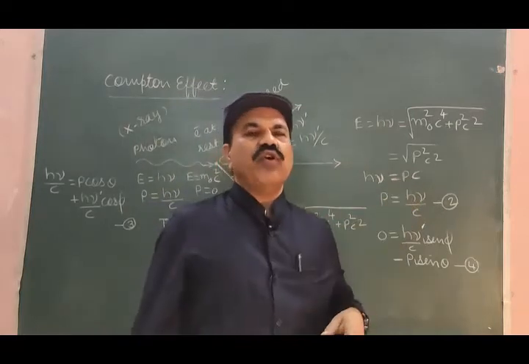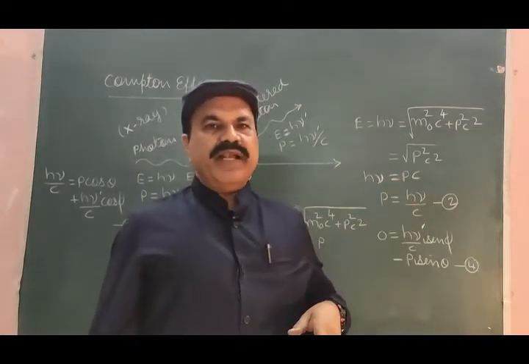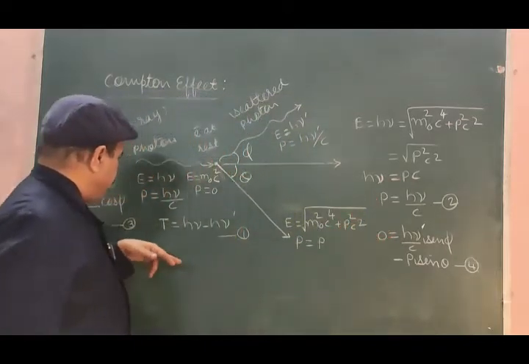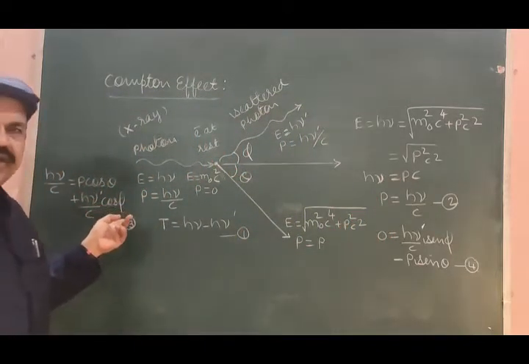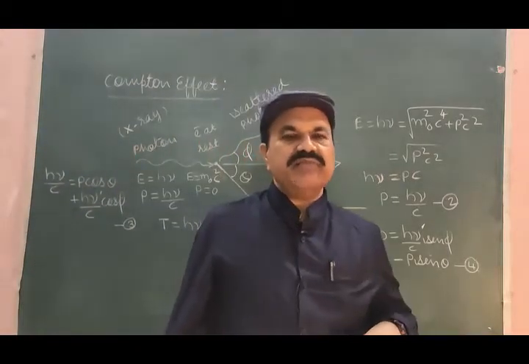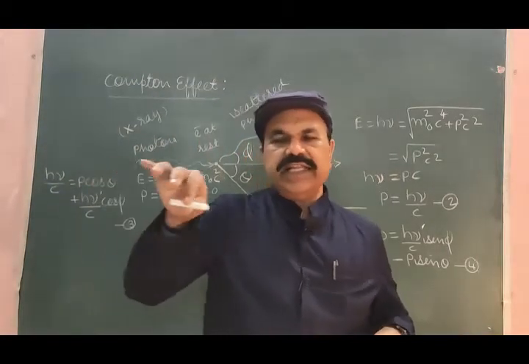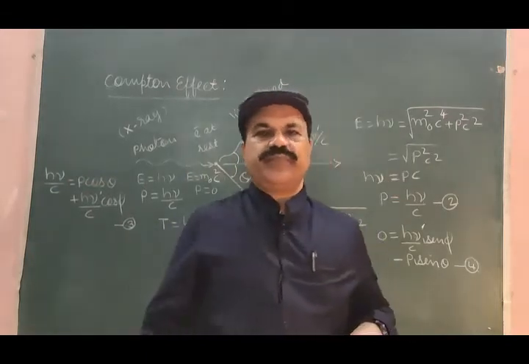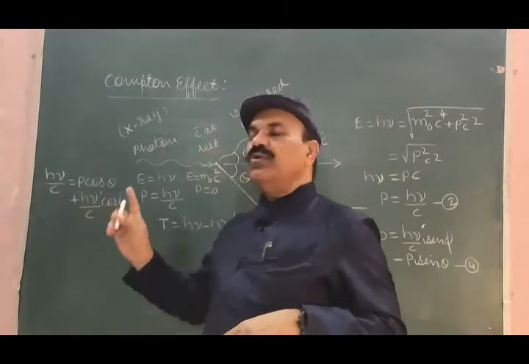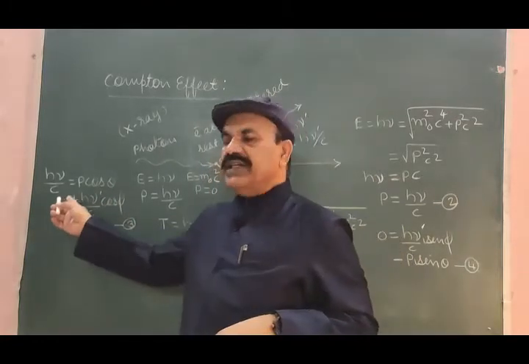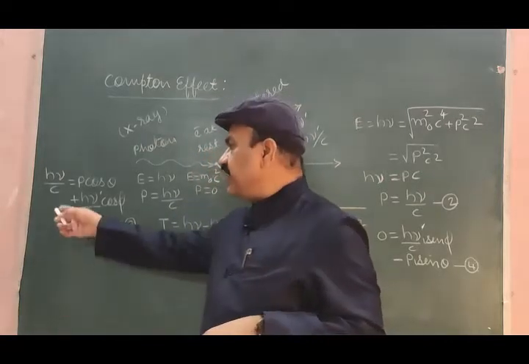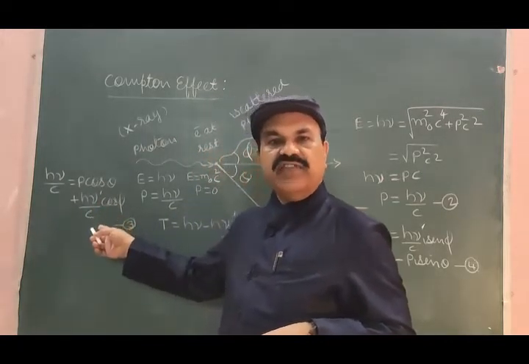Equation 2 is for the momentum of the incident photon. Equation 3 is for conservation of momentum along the direction of the incident photon. Initial momentum is equal to final momentum; initial momentum before collision is equal to momentum after collision.